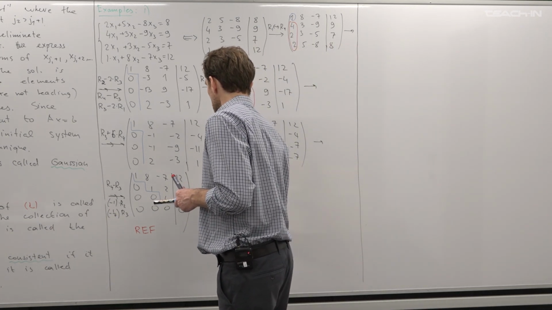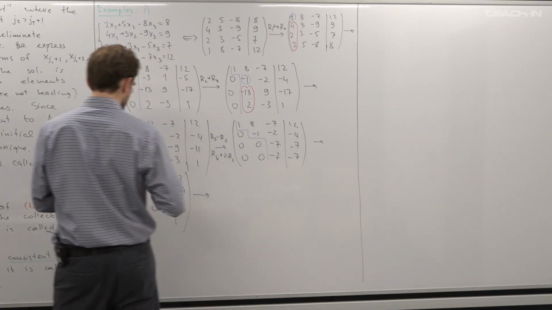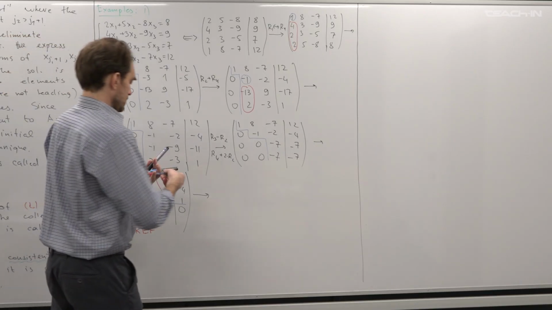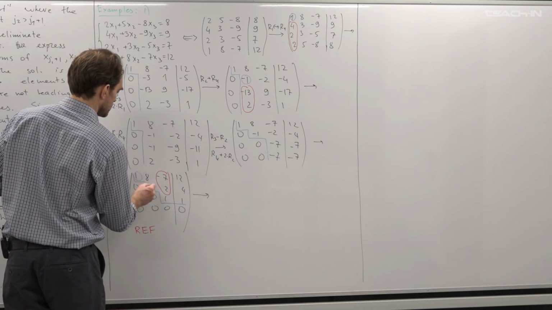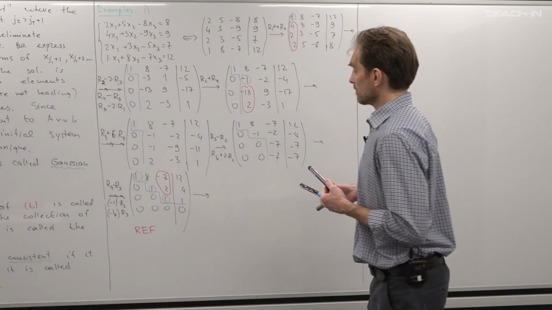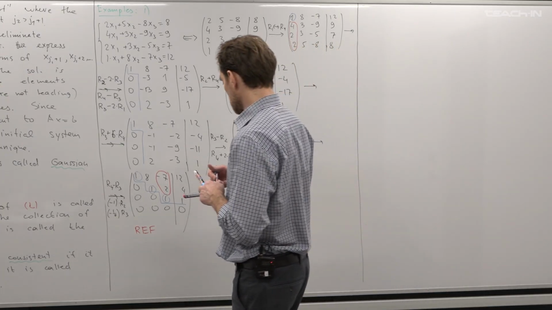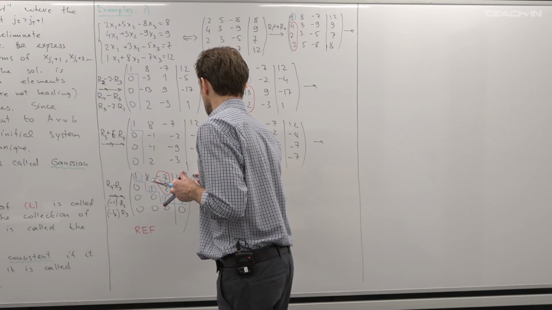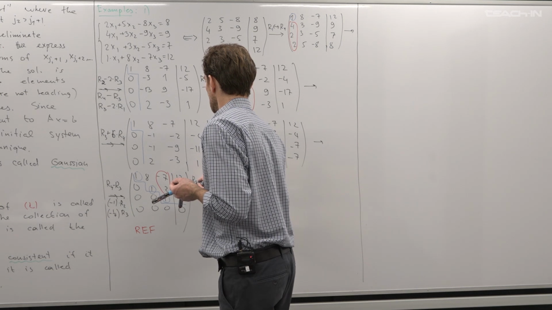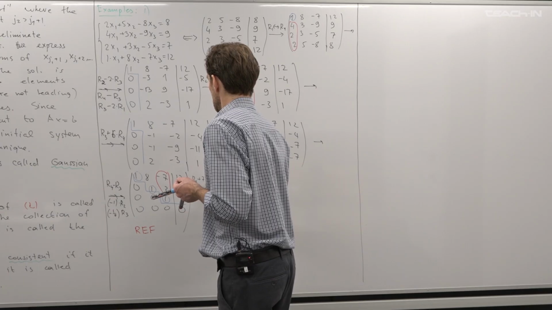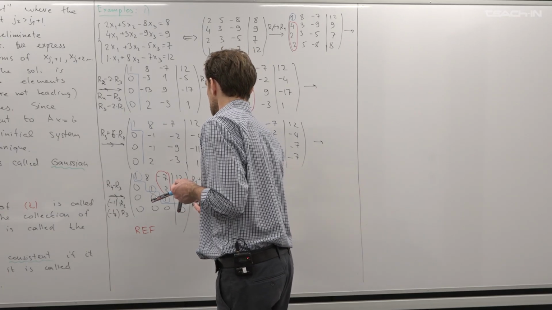So what am I going to do? I'm going to first get rid of elements here. So we have these leading elements. We are lucky that all of them are just ones. We do not need to perform additional actions in order to make them 1. Okay, and so I will add the third row multiplied by 7 to the first one, and I will subtract the third row multiplied by 2 from the second one.